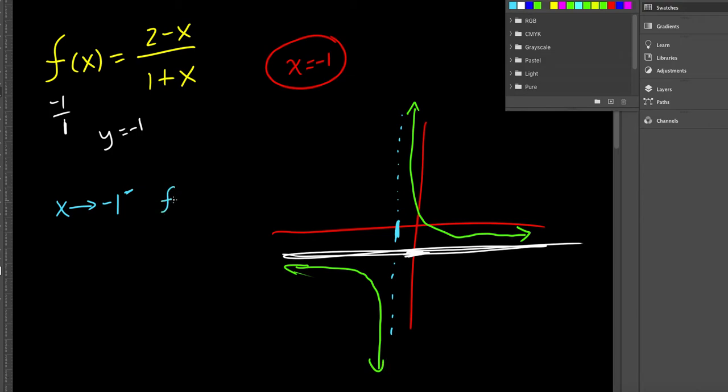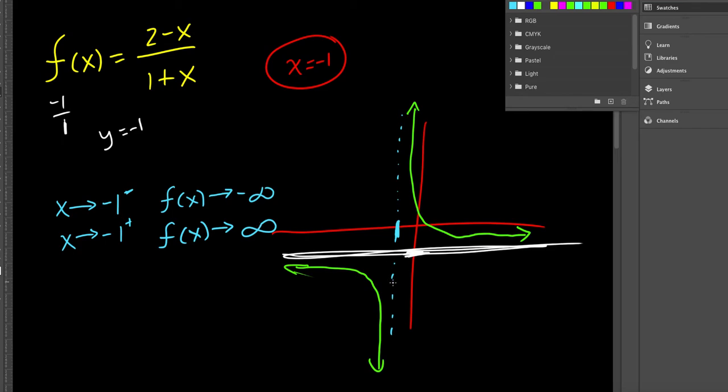So we're going to say f of x approaches -infinity. Okay, now we're going to approach that asymptote from the other side. So as x approaches -1 from the positive side, what does f of x do? Well, f of x approaches positive infinity.